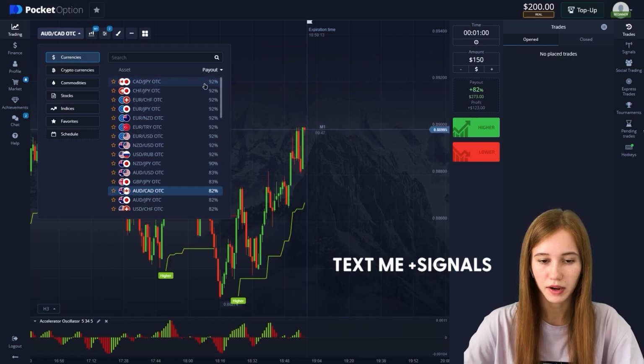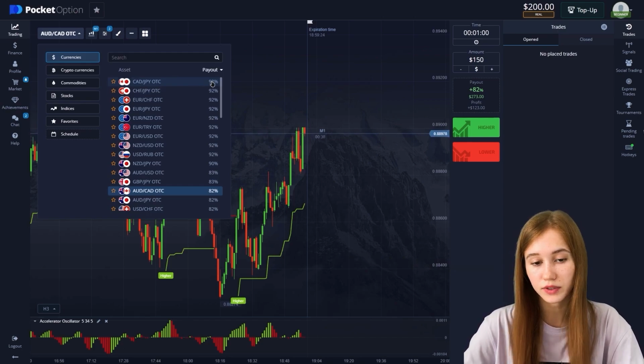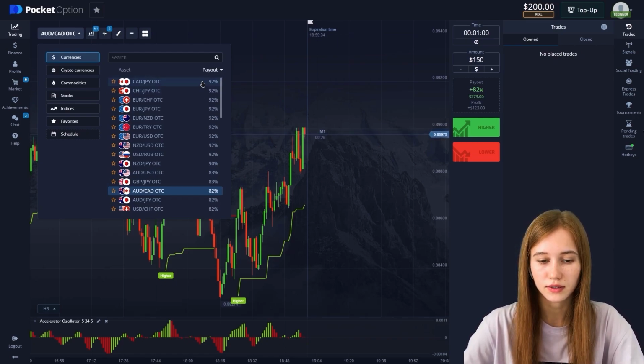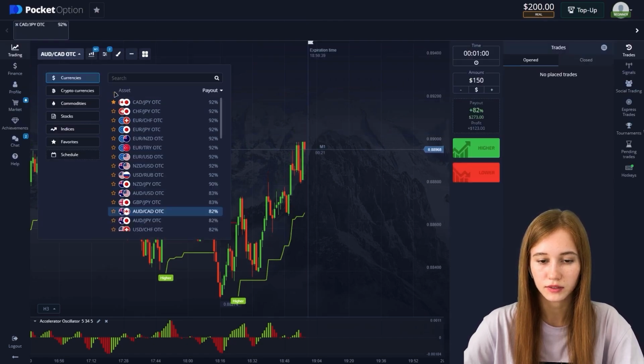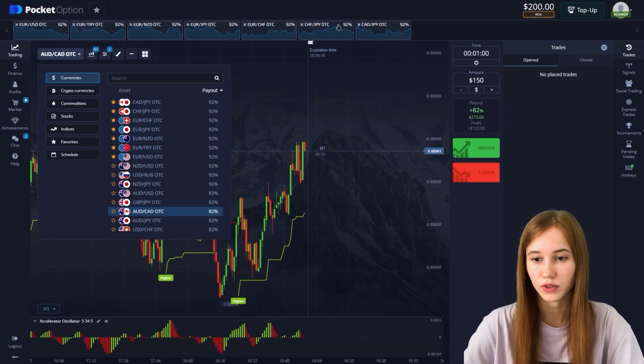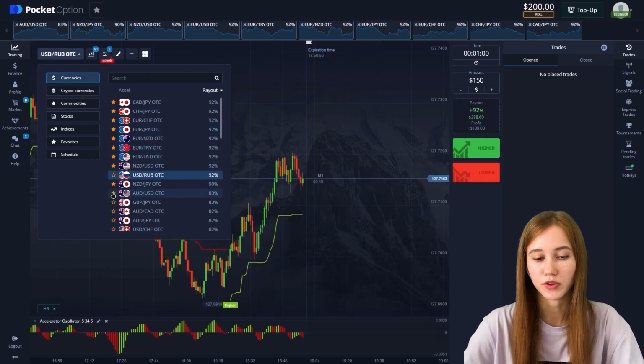So our currency pairs: we see the percentage of each currency pair on the right. They indicate the amount of payout. So if we open a deal of $100 with 92%, and the deal goes through, then we'll have $192. We open a deal for $100, profit $92, total $192. I advise you to open above 70%.